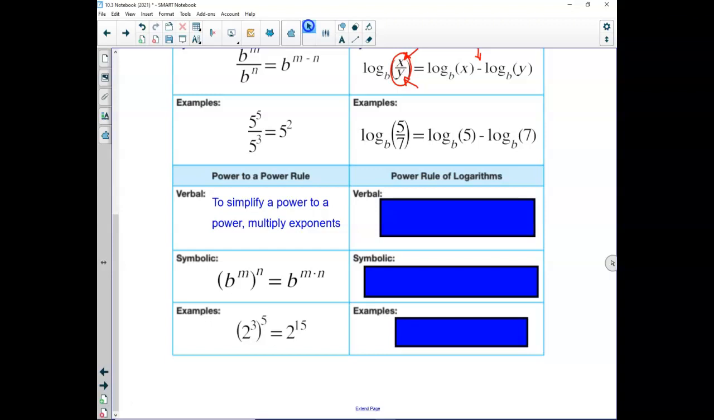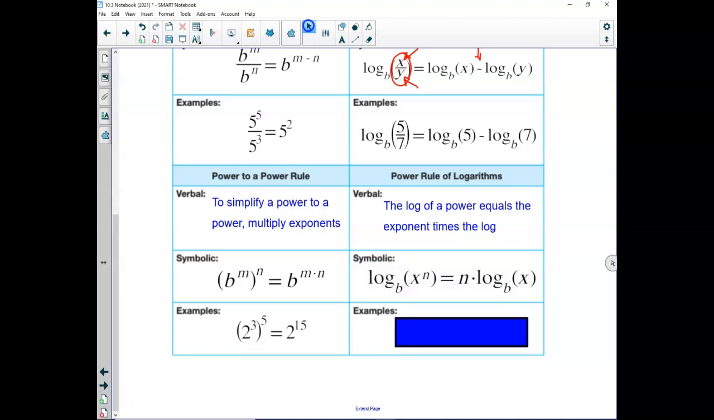Power rule for logarithms. Well, it's a little bit different. Here I'm multiplying my exponents. So the log of a power equals the exponent times the log. Logs are exponents, so basically that exponent inside the log can power down right in front of the log and multiply it. So it's an exponent times an exponent. An example: log base 5 of 2 to the third. Well, it's just simplifying the log.